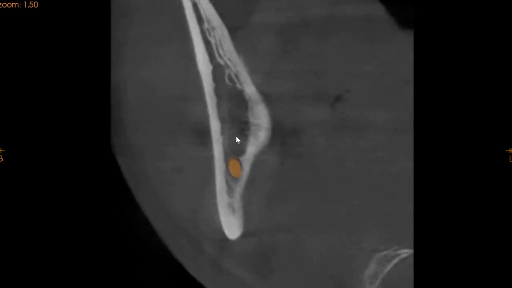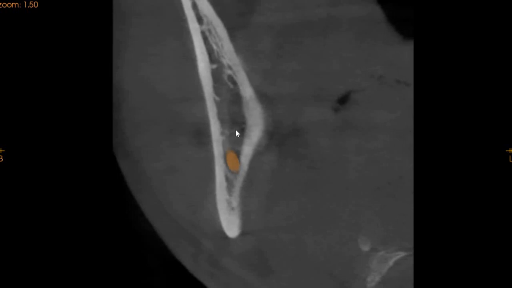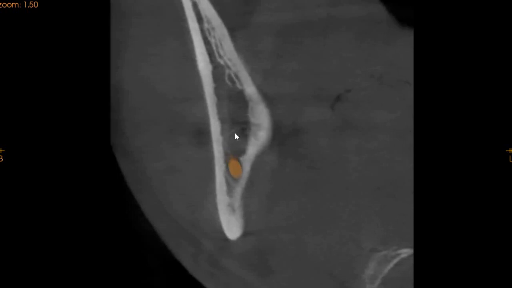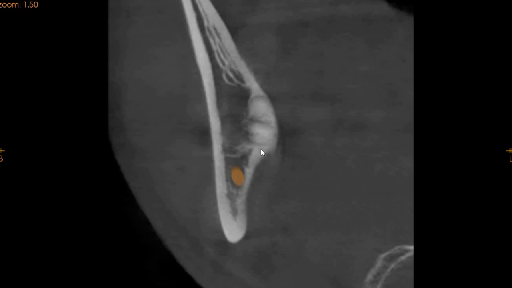But still, the roots are very much far away from the inferior alveolar nerve on the lower right hand side. So this is the apex, this is the inferior alveolar nerve, and we can see that it is quite significantly far away from the apex of the lower right wisdom tooth. So this is the axial view.